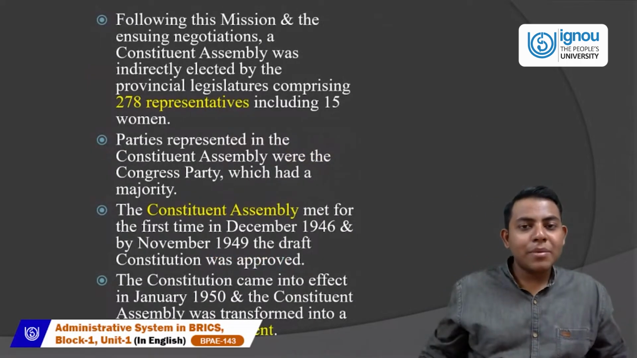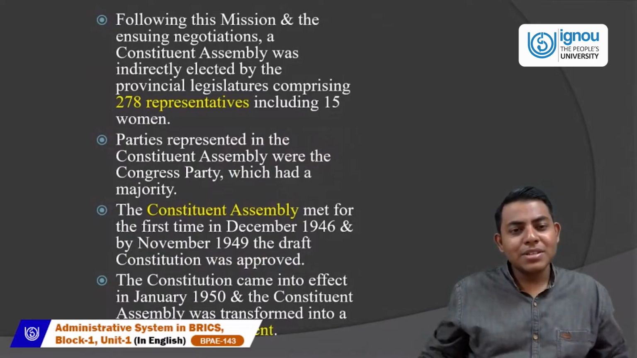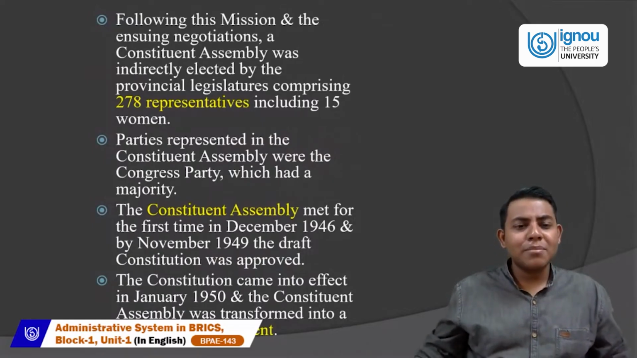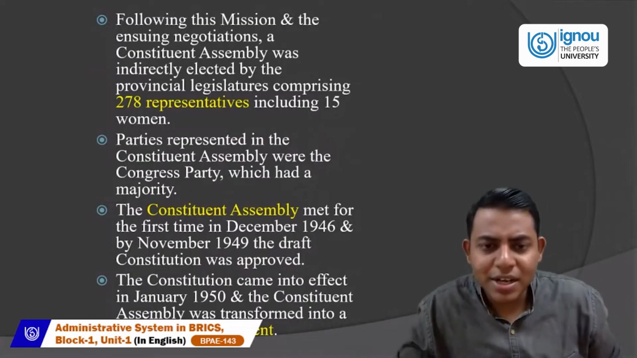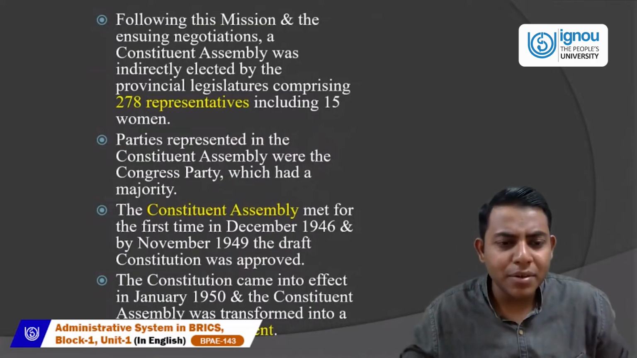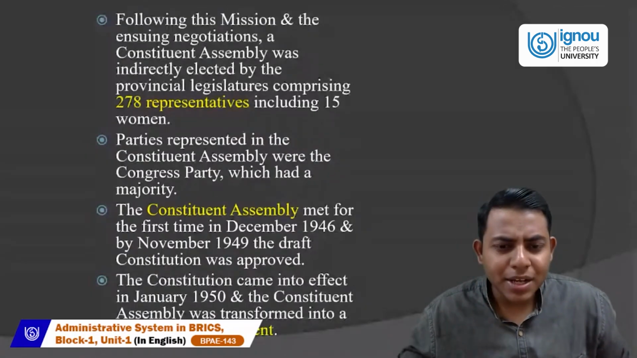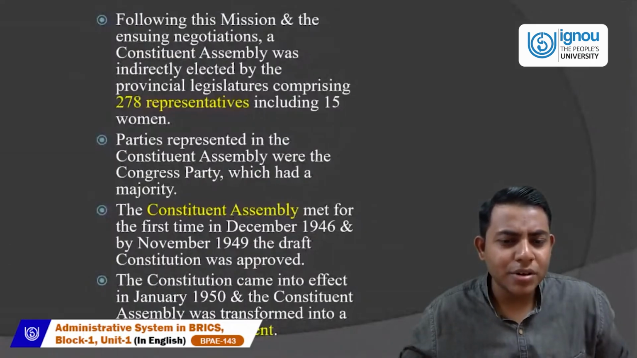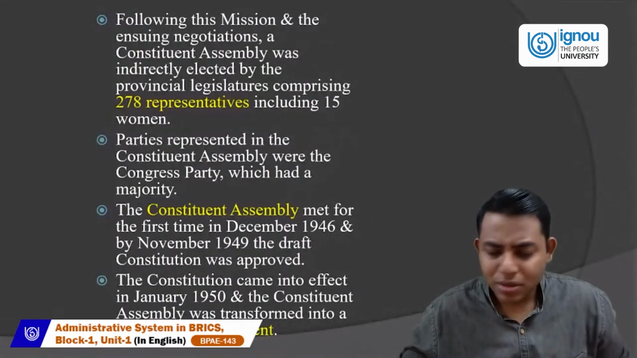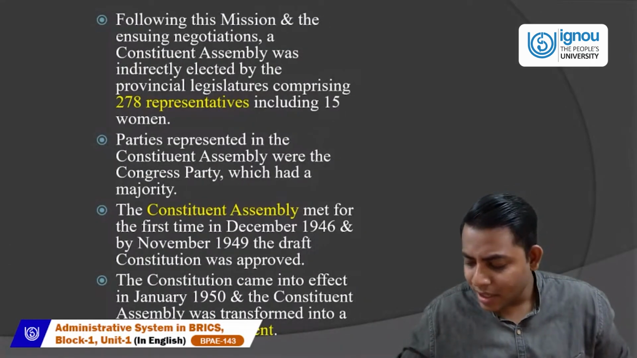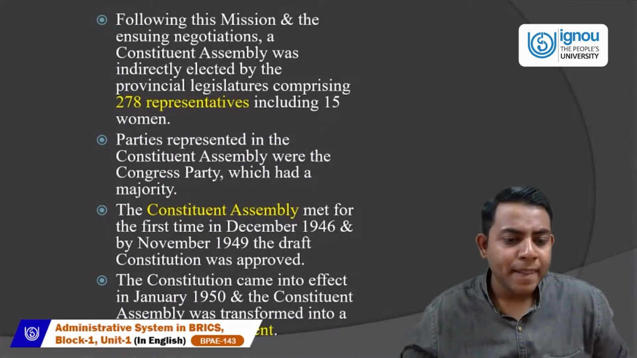So, following this cabinet mission and the ensuing negotiations, a constituent assembly was indirectly elected by the provincial legislatures, comprising of 278 representatives, including 15 women. Political parties were represented in the Constituent Assembly. The Congress Party had a majority in the Constituent Assembly.